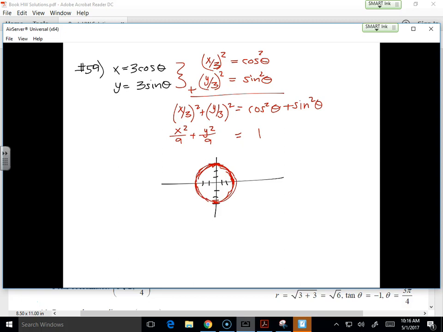So we eliminated the parameter. I guess you get y by itself, but restrict the domain. I guess the domain is negative 3 to 3, but I don't think we actually have to restrict the domain. It's kind of understood. And graph it on your grapher, it should look just that way.